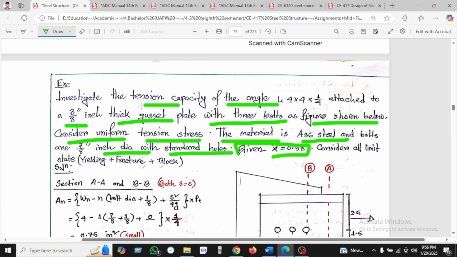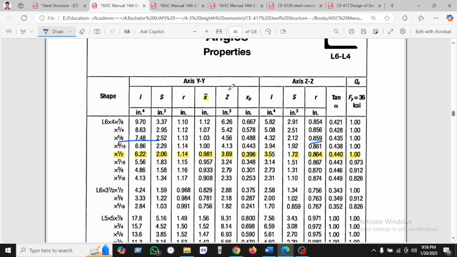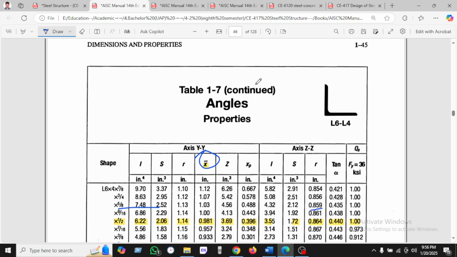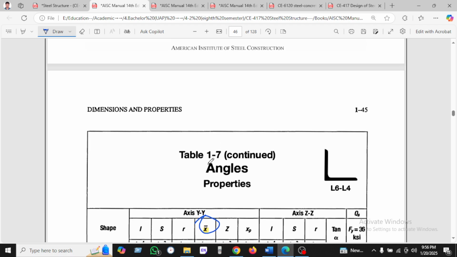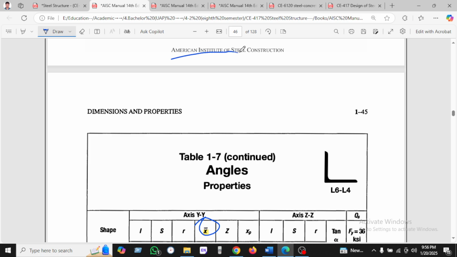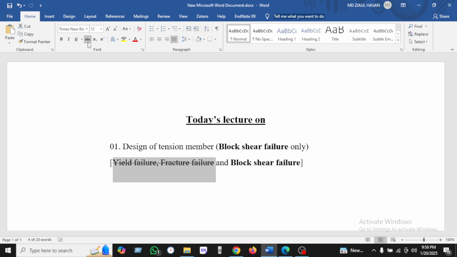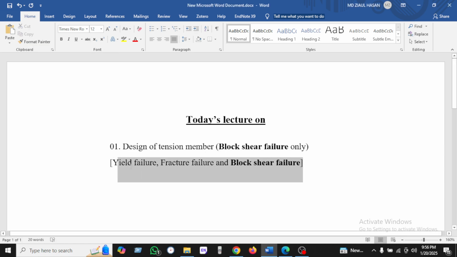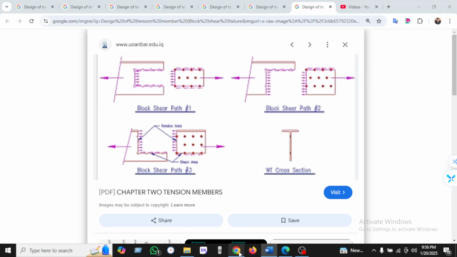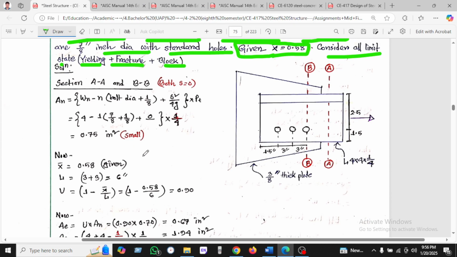If x bar is not given, then I calculate it, and how do we get the x bar? It comes from the AISC manual, the American Institute of Steel Construction. But it is given here, and we consider all the limit states: yielding, fracture and block shear. So we will calculate all of them.